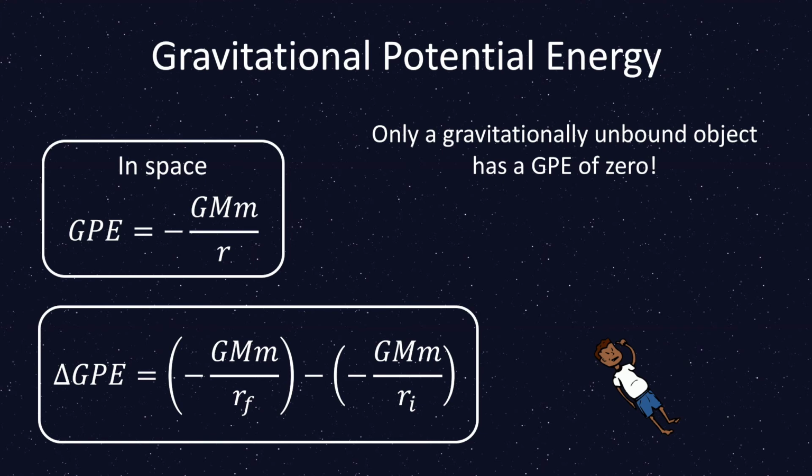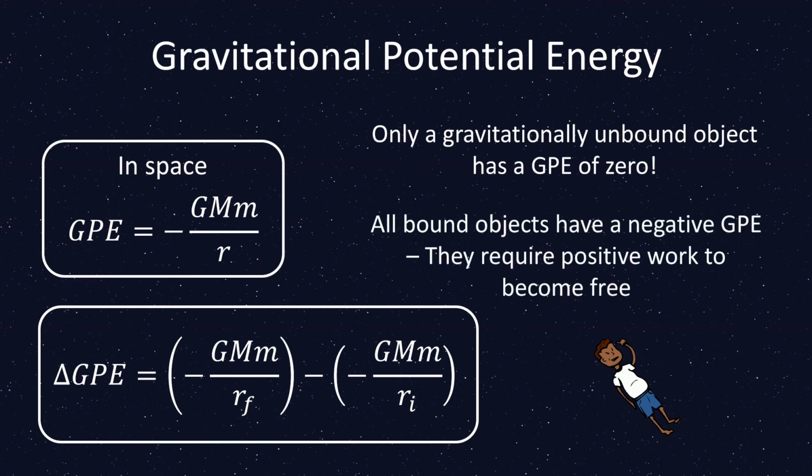Important is that only a gravitationally unbound object has a gravitational potential energy of 0. Gravitational potential energy is always less than or equal to 0. All bound objects, for example on Earth, have a negative gravitational potential energy. They require positive work to become free.